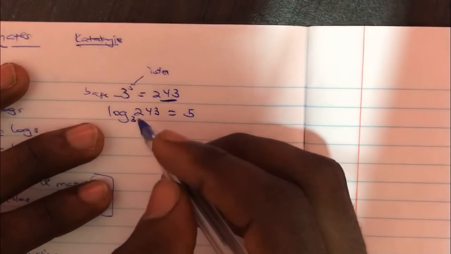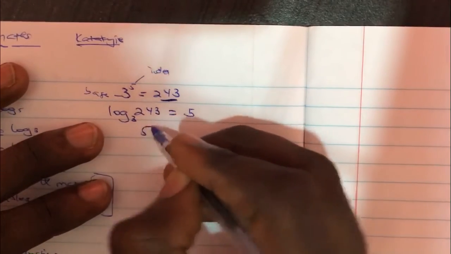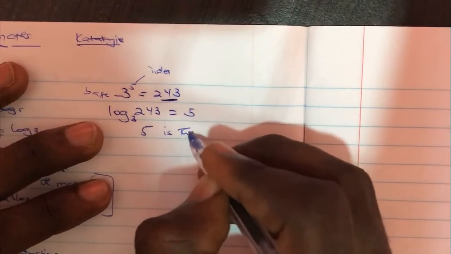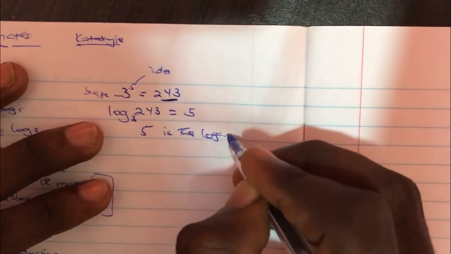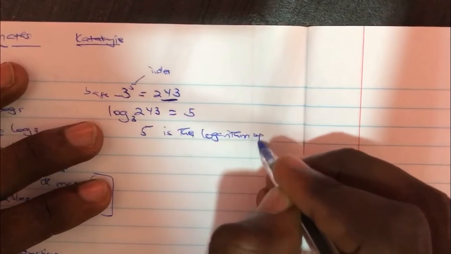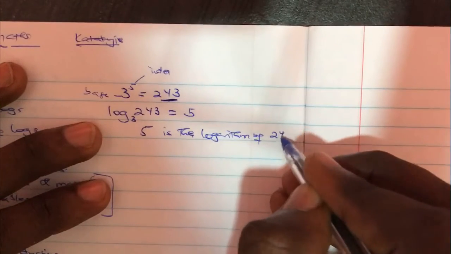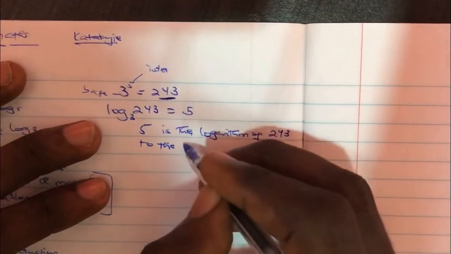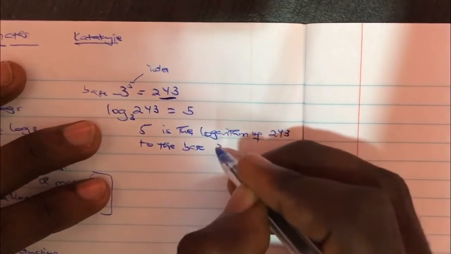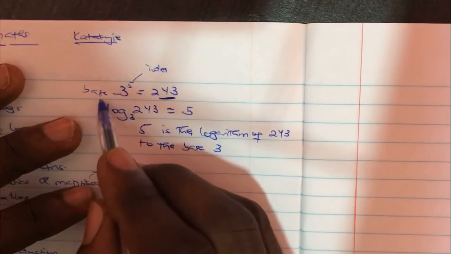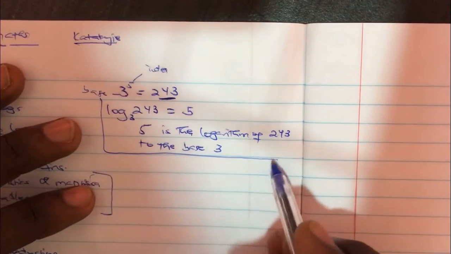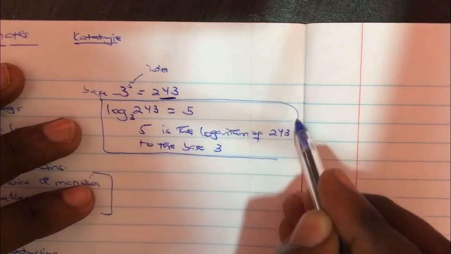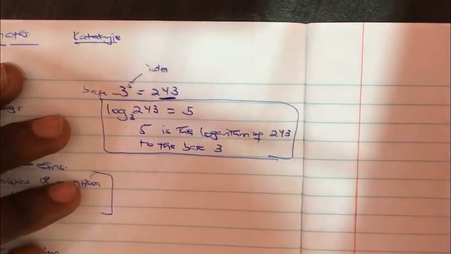Or in other words, we can read this as 5 is the logarithm of 243 to the base 3. Okay, so that's the meaning of this expression. So that's the introduction. Okay, so you can play around with these numbers.